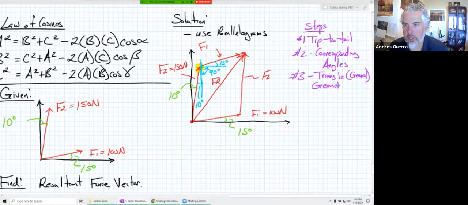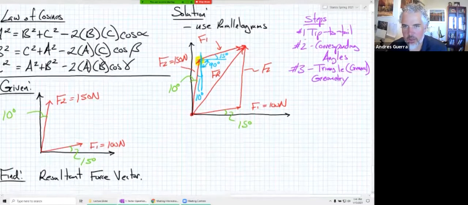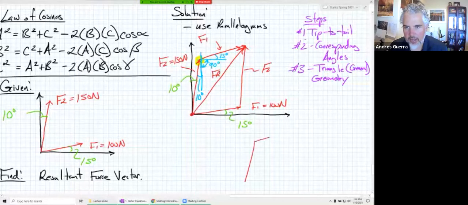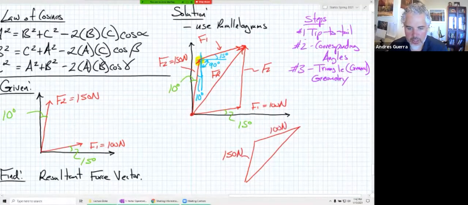And so let's go ahead and draw. I'm going to pull out that triangle there. So let's draw that triangle. And so we're going to have, I guess I'll do it in red. So I've got that side there, and I've got this side here, and then I've got the resultant that's right there. We know this side is 150 newtons. This side is 100 newtons. And we have this angle right here that's 115 degrees.